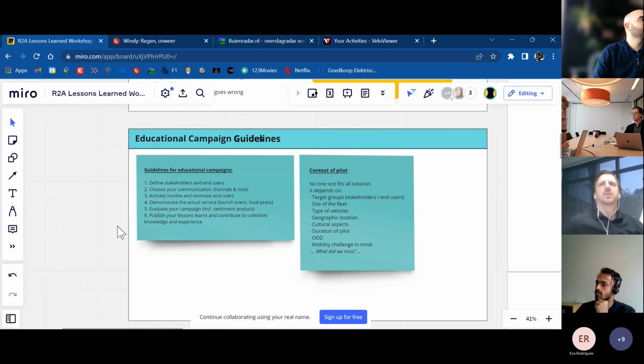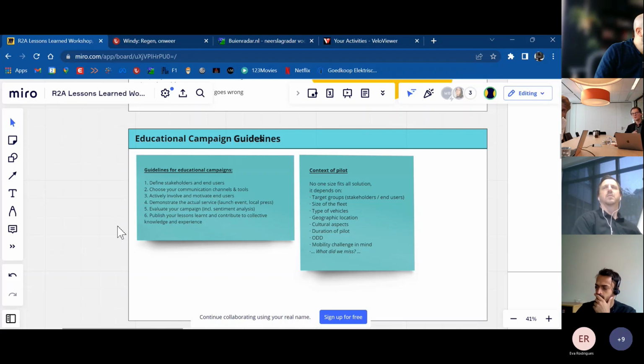we gathered. But also from the other projects, so from SHOW and AVENUE that has just finished, and from some desk research. And so basically we are providing a set of guidelines for future educational campaigns that can build on the collective knowledge and experience that we are accumulating, I would say, in Europe. And of course, one of the conclusions is that the context of the pilots is very relevant. And so there is no one size fits all solution.